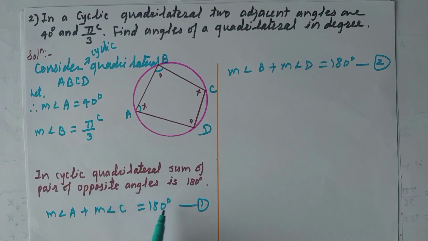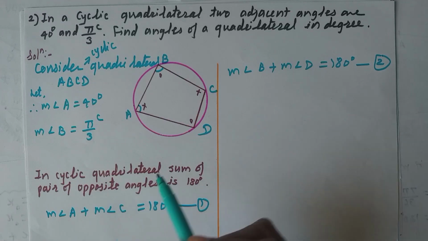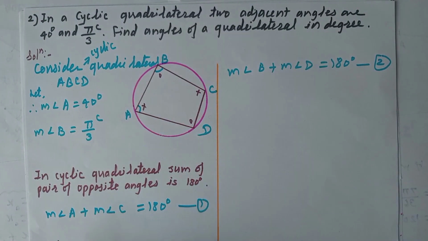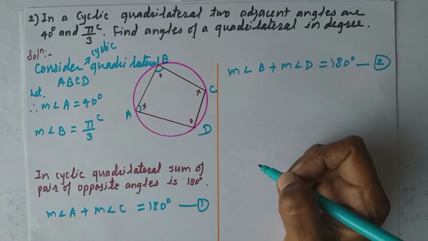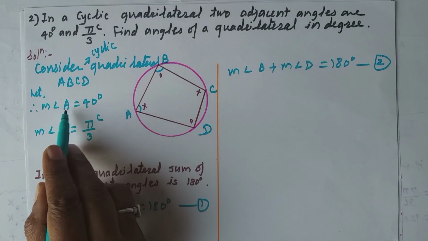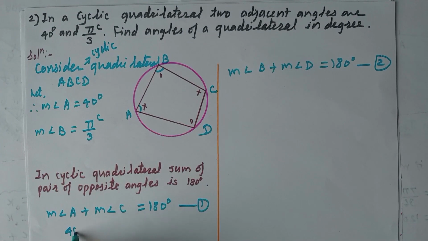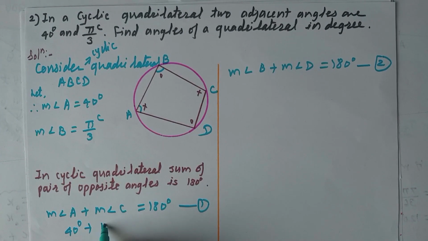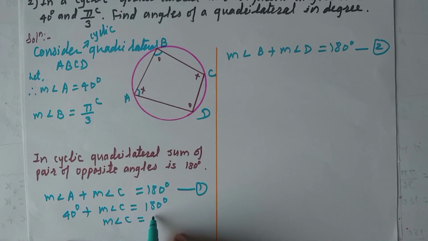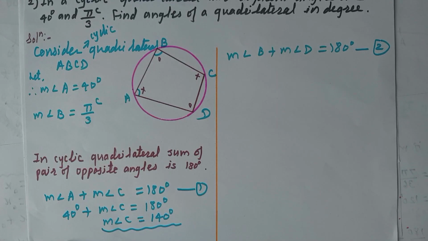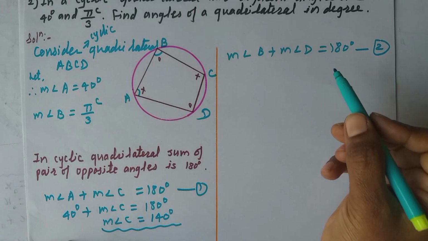By the property of a cyclic quadrilateral, I got two equations. A and C are opposite angles, therefore their addition is 180 degrees. Again, B and D are opposite angles, therefore their addition is 180 degrees. Okay. Now, here I will keep the value of A. Measure of angle A is 40 degrees. If I keep the value of angle A as 40 degrees here, then what will be angle C? After simplifying, I will get measure of angle C is equal to 140 degrees.